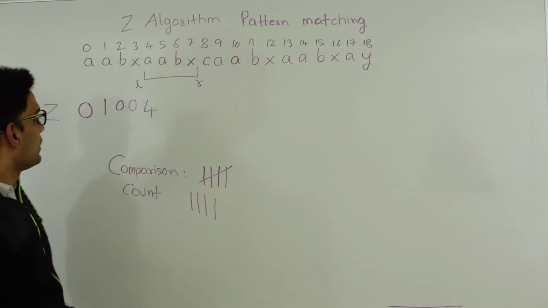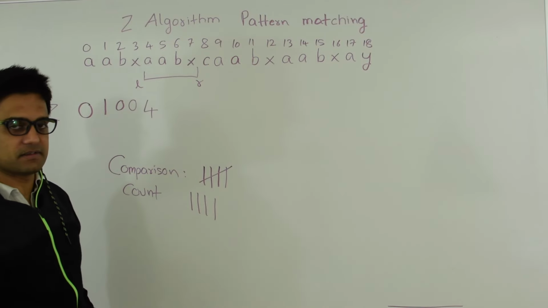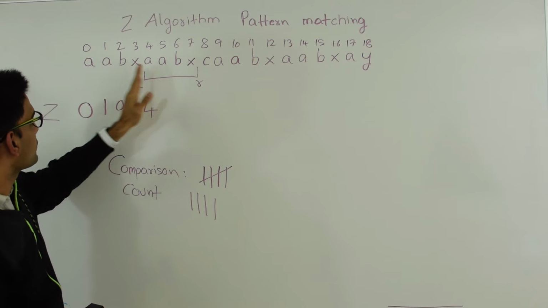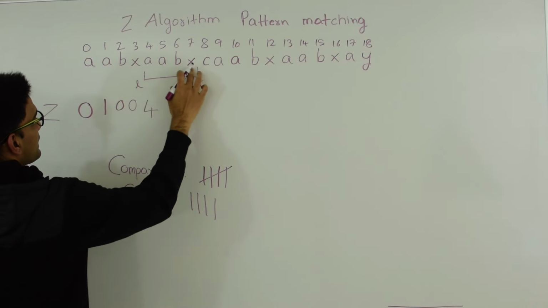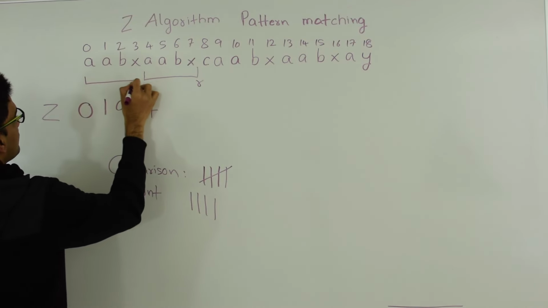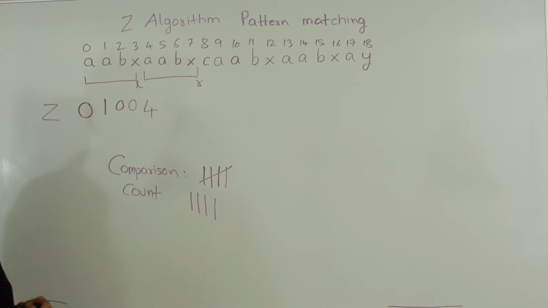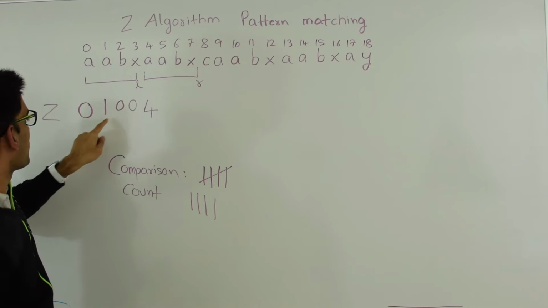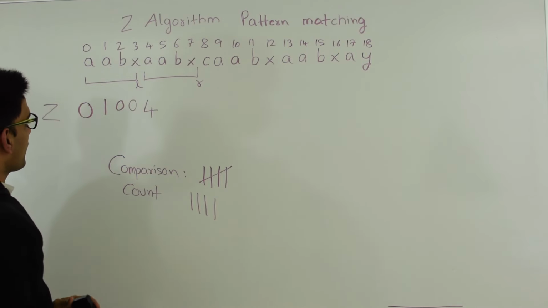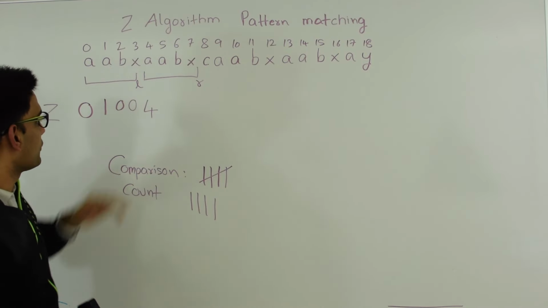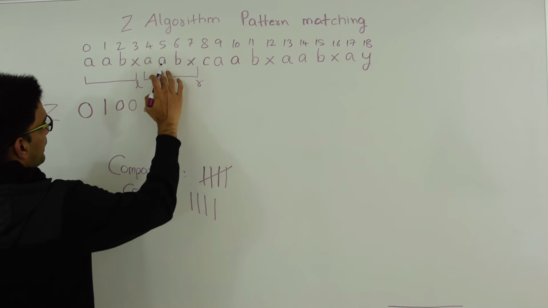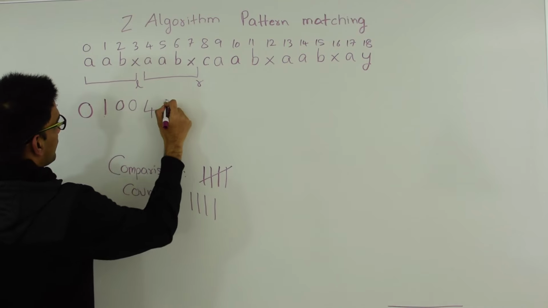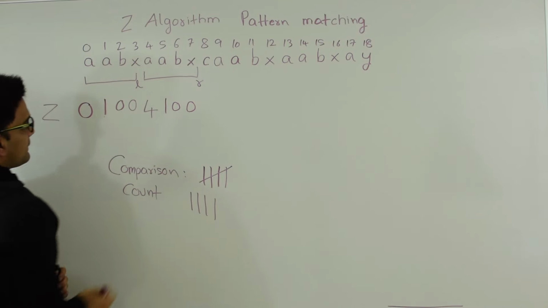Now my aim is to do as few comparisons as possible in this Z box. What we know is that there is a substring of length 4 which is also a prefix. So this AABX must be same as this AABX. Also we have calculated the Z values of this AABX: 4, 1, 0, 0. So our idea is, why not just use those values here? Instead of doing comparisons for A, B and X, we can just use these values 1, 0, 0 right here. And this is it.